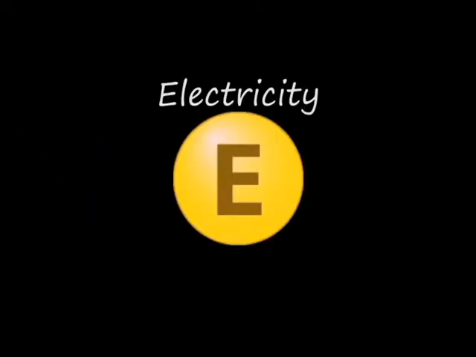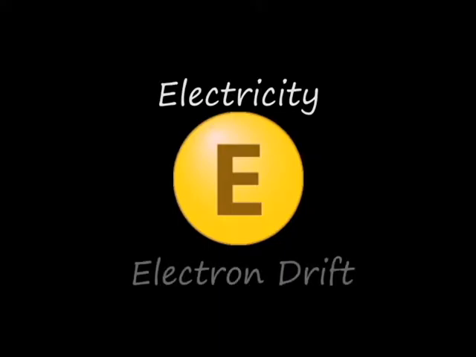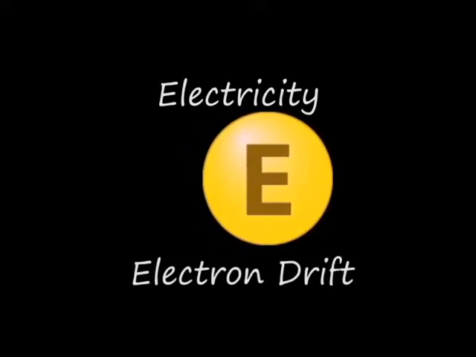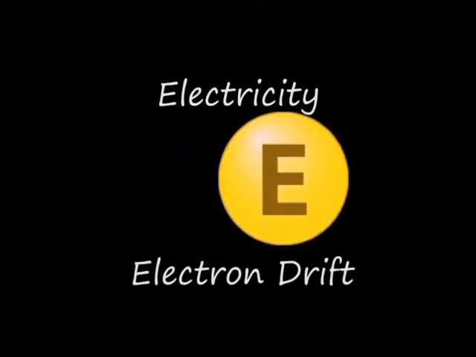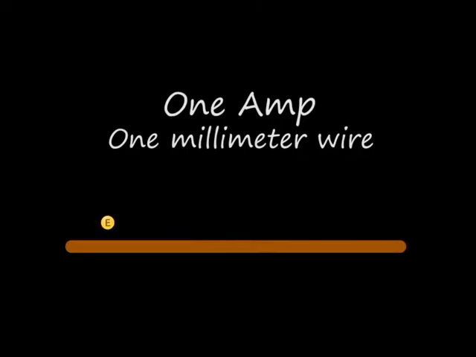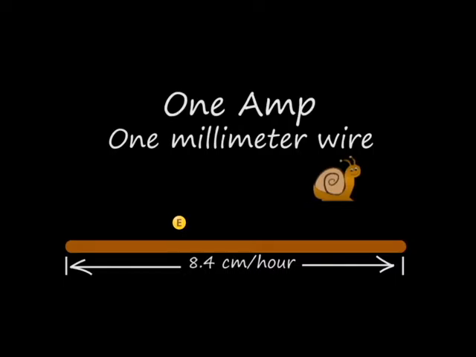But it didn't. One little bit of water pushed the next little bit of water, which pushed the next, and so on until the little bit of water at the other end came out of the pipe. Meanwhile, that first little bit of water is still in the pipe, moving along at a much slower pace. It's the same with electricity. Scientists refer to this as electron drift because the electrons move so slowly. With a 1 amp current in a 1 millimeter wire, the electrons circulate at the rate of 8.4 centimeters per hour. A snail can move faster than that.